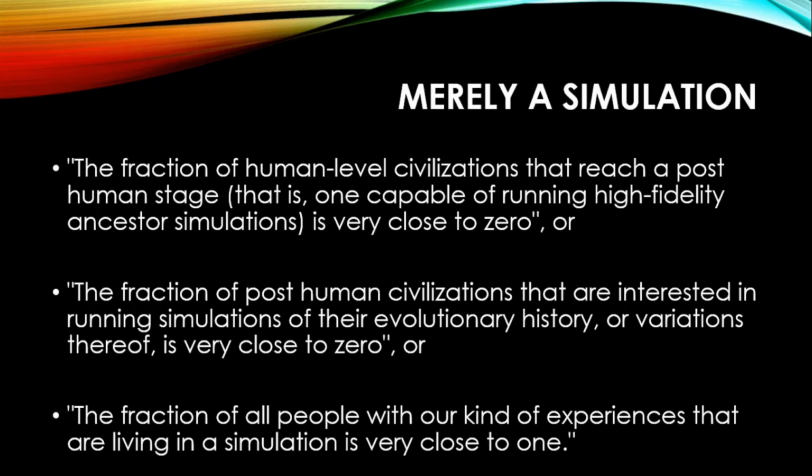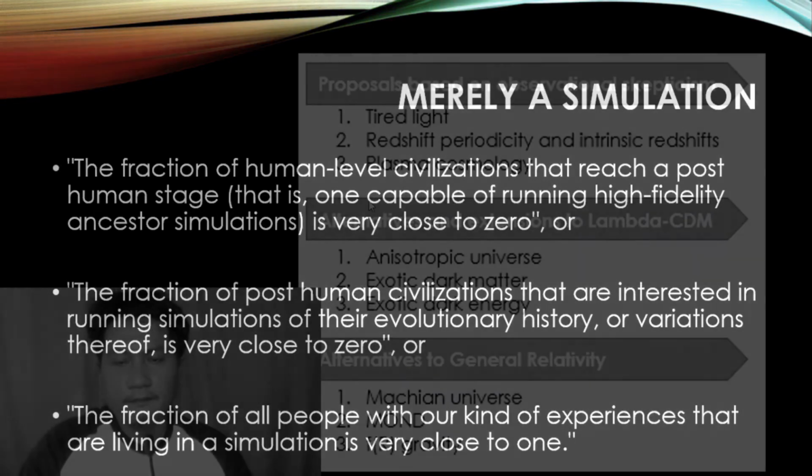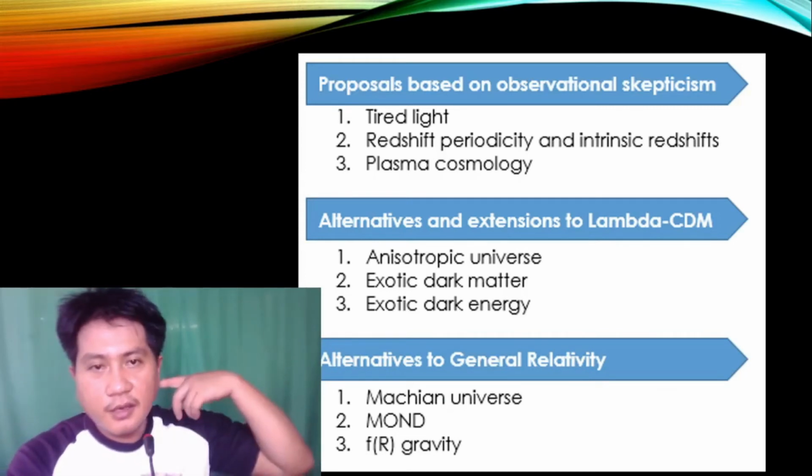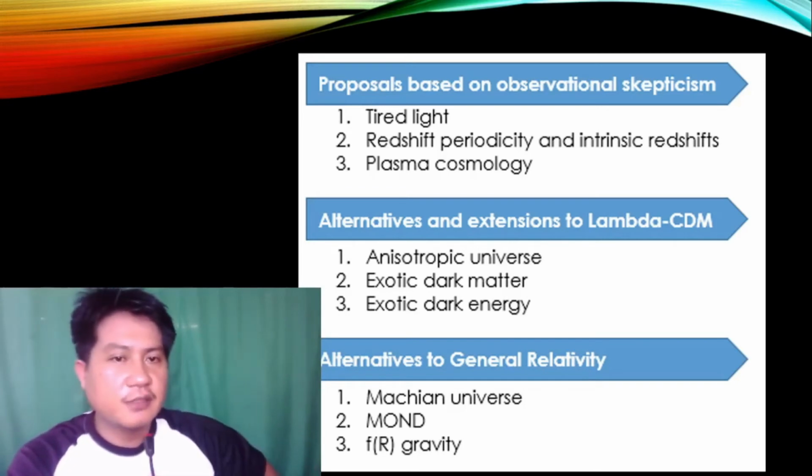We even created a robot, right? The AI technology. So maybe somehow this has a point. Maybe the CEO of Tesla has a point in believing, maybe 80%, that we live in a simulation. So that is according to Elon Musk. So there are other alternative theories proposed. There are proposals based on observational skepticism.